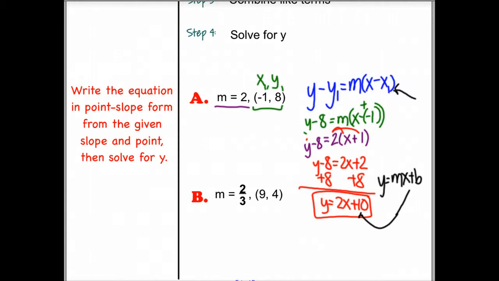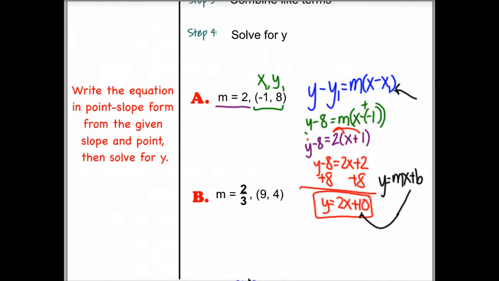All right, we got one more of this kind. We have that our slope is 2/3 and that our point is (9, 4). So we'll start out by writing point slope form. So we have y minus y1 equals m times x minus x1. And I want you to know that the 9 is the x1 and the 4 is the y1. So then we'll go through and plug that in. Plug in what we know. We know m, and we know this point here.